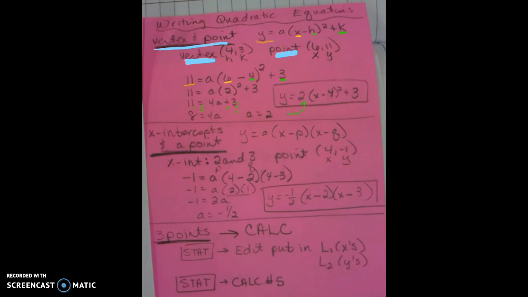And then I plug it back in. But I also plug in the h and the k value. Okay? So that's when you're given a vertex and a point. If you are given just two intercepts and a point, remember your intercepts are p and q, and your point is x and y, and I plug it into this equation right here.